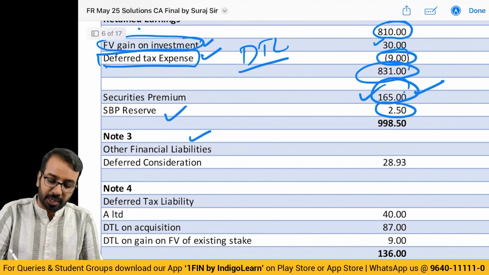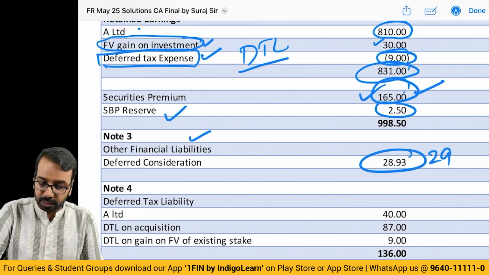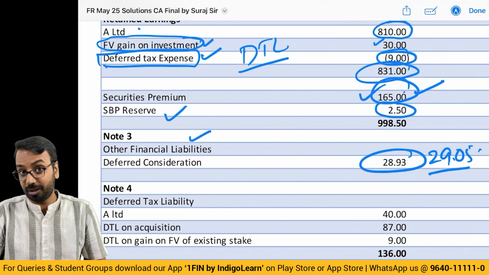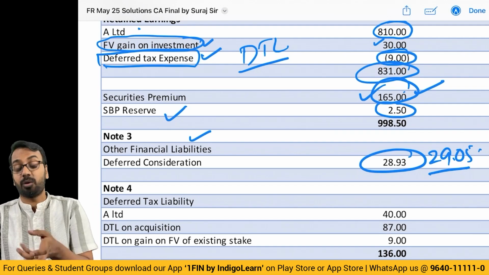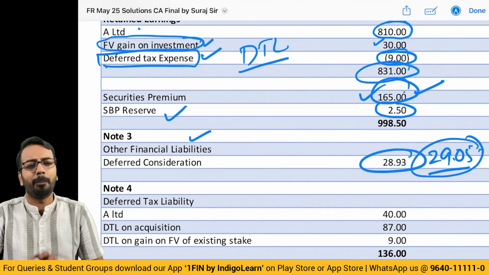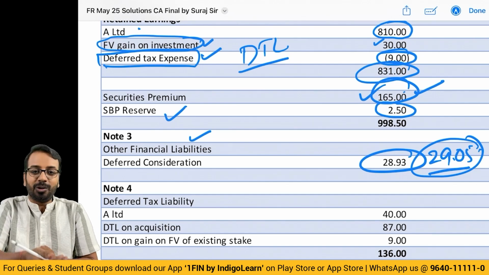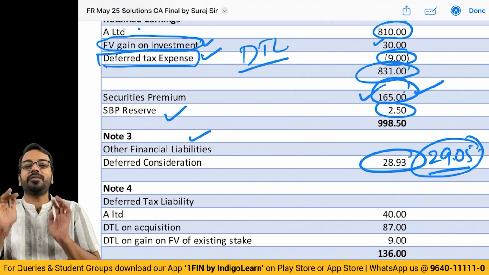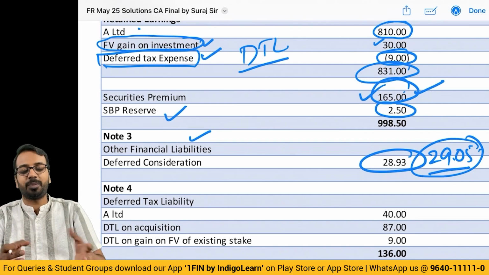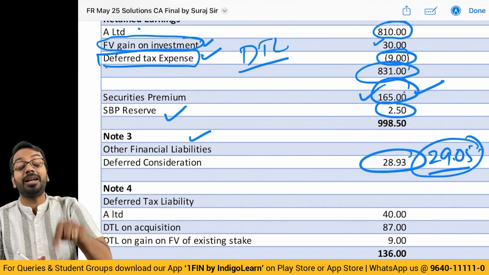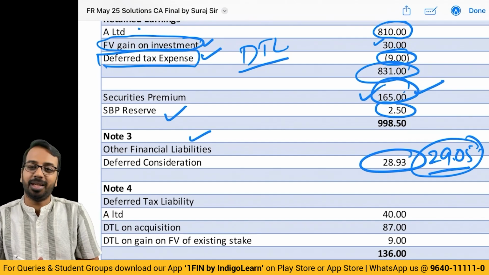Coming to other financial liabilities, deferred consideration, if you take it 28.93 or 29.05. Now see, in examination, in a rush, if you had not read the discounting factor and you would have taken this, maybe they would give marks, but then we may end up losing marks as well. So why did I lose marks? Because I didn't read the discounting factor at all. I just thought 10% means just divide by 1.1, there is an Excel, I'll just plot the numbers. Okay, so that kind of mistakes we should not be doing in the examination.